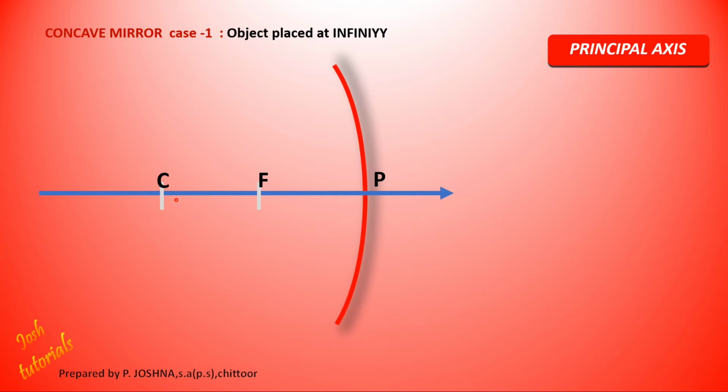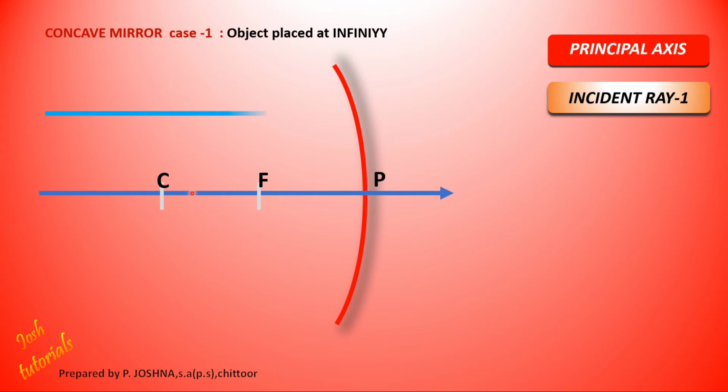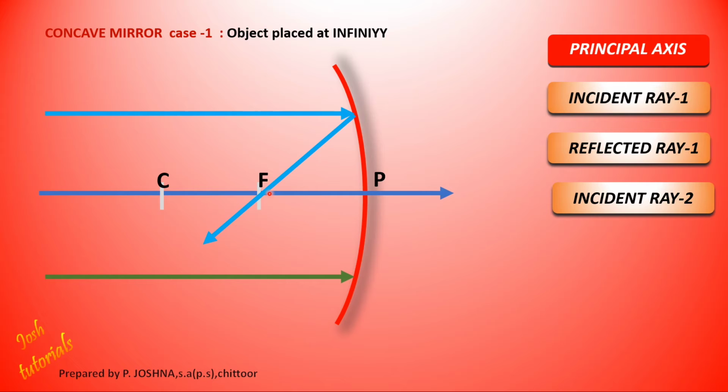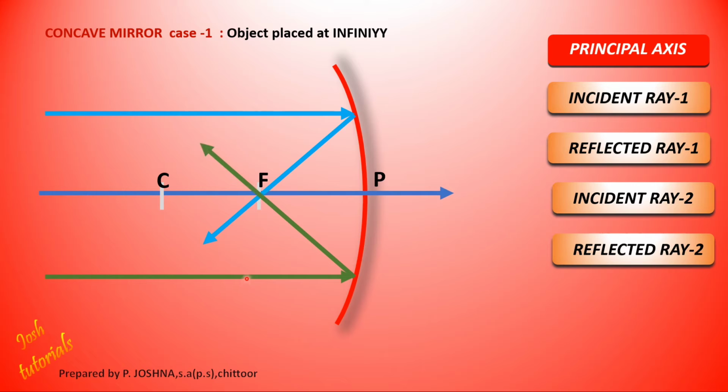Make equal distances. As our object is at infinity, we cannot see it. The first ray from the far point comes in a parallel direction. As it is at infinity, the rays will be parallel. As it is parallel, the reflected ray passes through the focal point. Now, to find the image, we draw another ray. It is also parallel because the object is at a long distance. Again, the reflected ray passes through the focal point. Look here, so our image will form here.